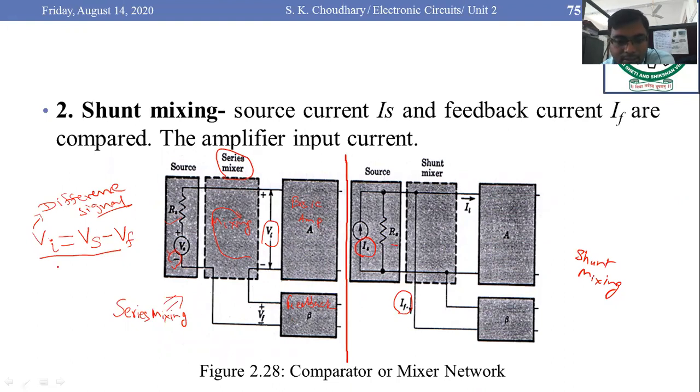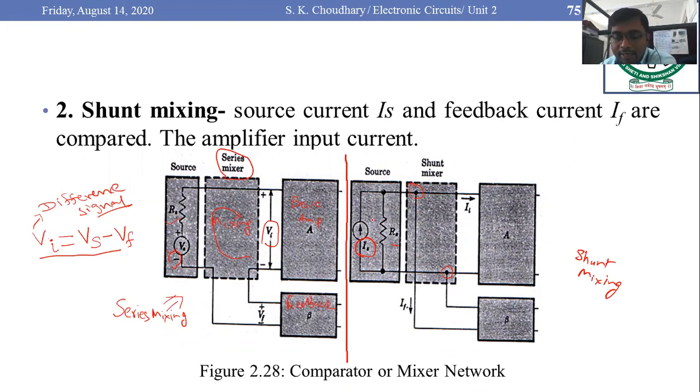So you can see easily from this diagram of shunt mixing, your signal source Is is in parallel with the feedback network. One port is connected to one end of the current source, and another port is connected to the other end of the current source. This arrangement reflects a parallel connection. So the feedback network is connected in parallel with the signal source.